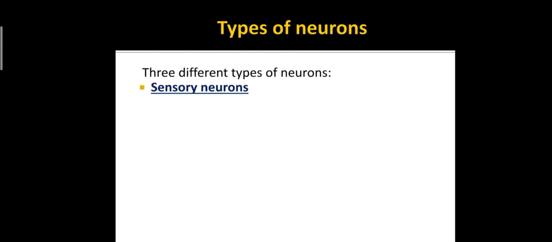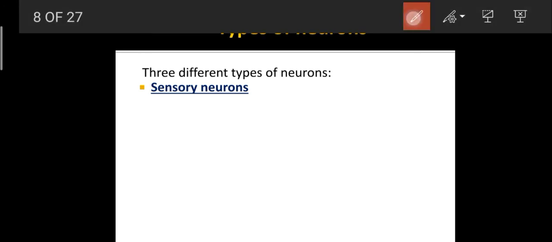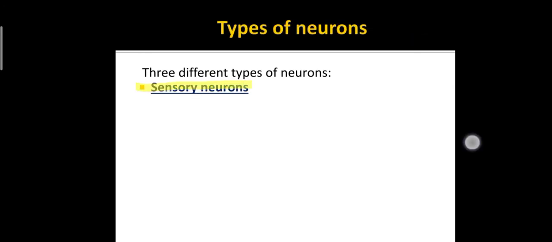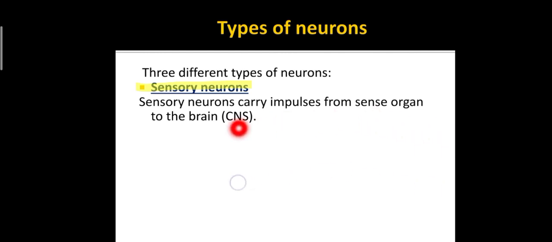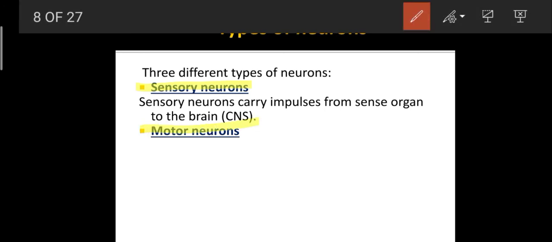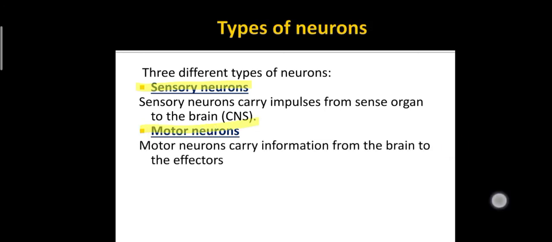Now we will discuss the types of neurons. There are basically three types of neurons. The first one is sensory neurons. Sensory neurons are those neurons that carry impulses from sense organs to the brain or central nervous system. The second one is motor neurons. Motor neurons carry information from the brain to the effectors.